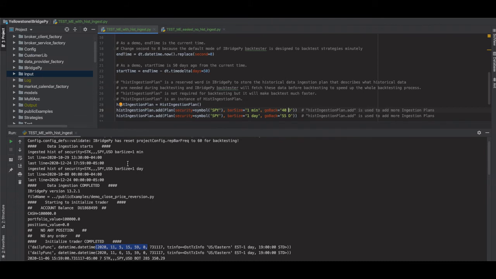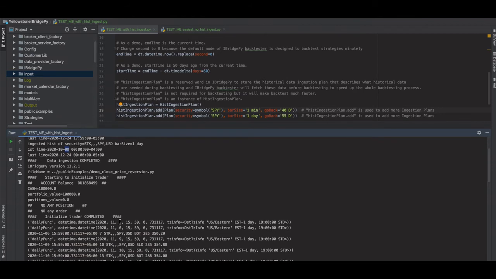Then we come back to the daily bar. You can see we requested 50 days, and the first line of the daily bar historical data is October 8th. Our first simulation time is November 5th, so we already have enough daily bars to cover the backtesting.